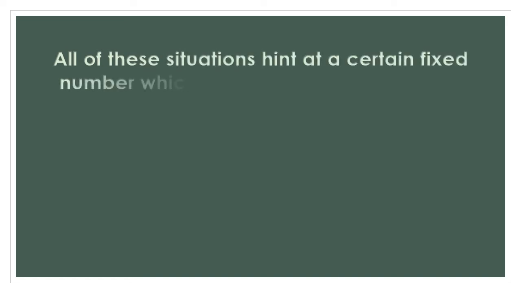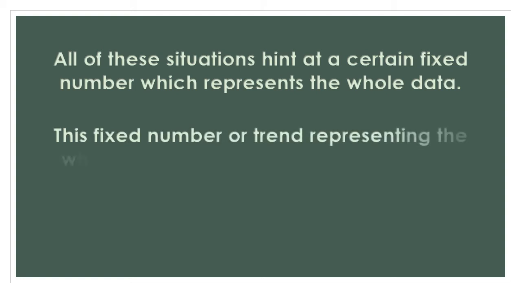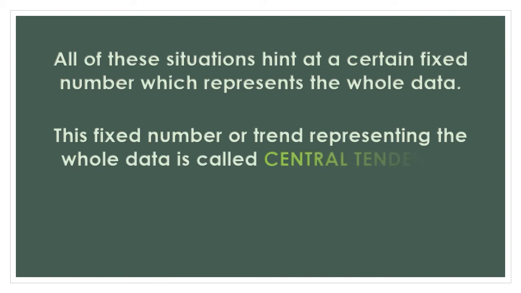All of these situations, all the examples which I just gave, hint at a certain fixed number which represents the whole data. That means there is a fixed number which I am using as a representative of the whole data. That particular fixed number or trend which represents the whole data is called central tendency. So here I am using a particular number or characteristic to represent all of my data. For example, the money spent on milk per month depicts the whole yearly data of the milk. So per head contribution of a trip depicts the total expenses and the total number of people on the trip. That particular number represents the whole data, and we call it the central tendency.